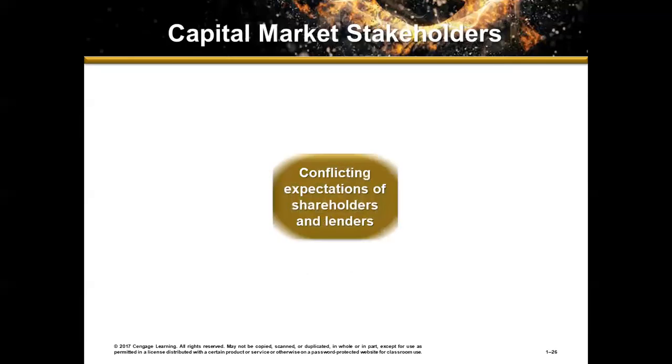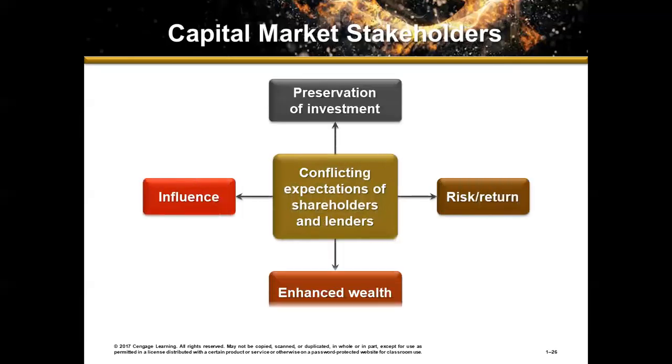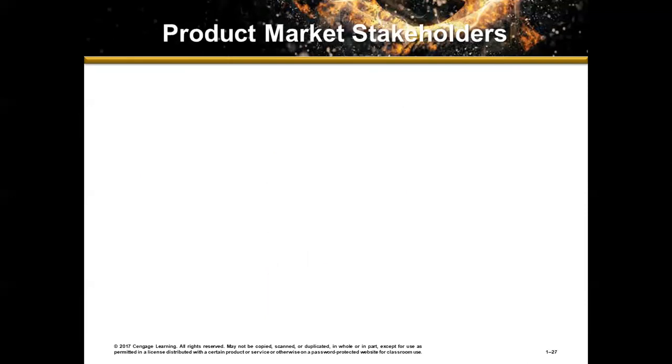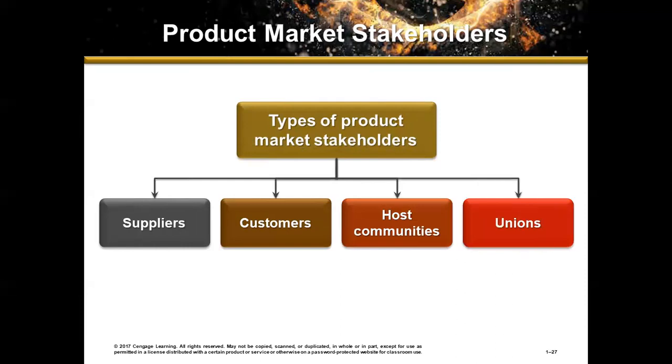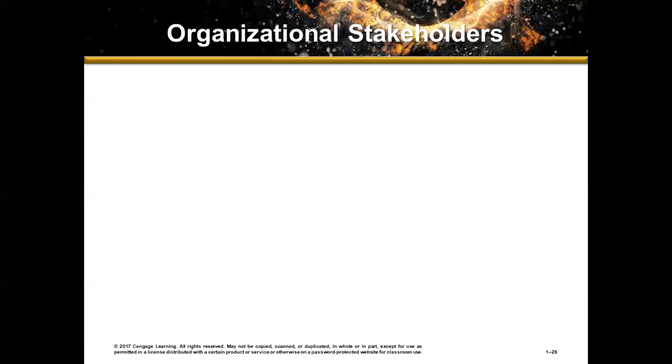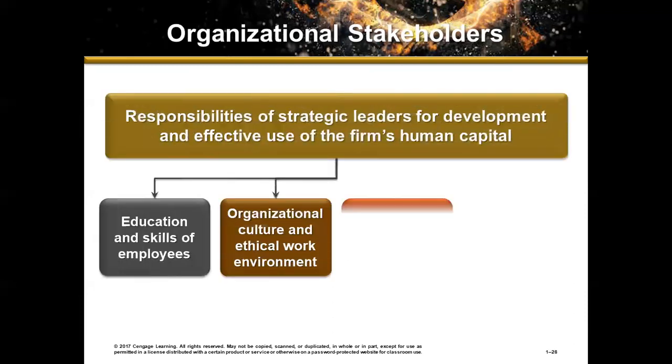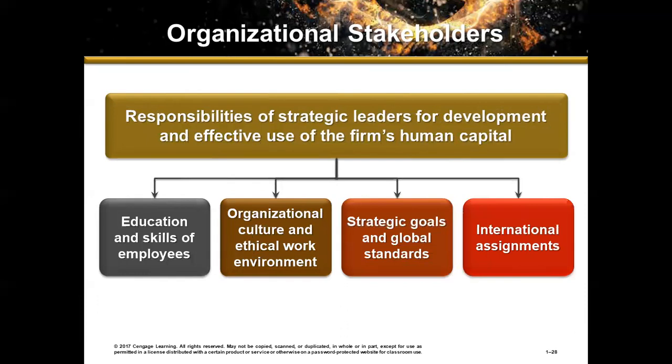Capital market stakeholders. There are conflicting expectations of shareholders and lenders. It could be in terms of influence, preservation of investment, risk or return, or enhanced wealth. Product market stakeholders. These are types of product market stakeholders: suppliers, customers, host communities, or unions. Organization stakeholders. Responsibilities of strategic leaders for development and effective use of the firm's human capital.